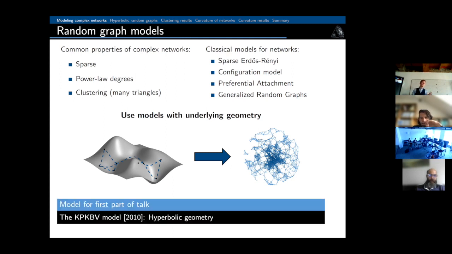But the first model that was able to combine these three properties is sometimes referred to as the KPKVB model, which are just the letters of the authors. That model uses hyperbolic geometry. The idea is that the underlying space is hyperbolic, we throw points there and connect them based on their distance in the space, and then surprisingly, we get all of these three features out.